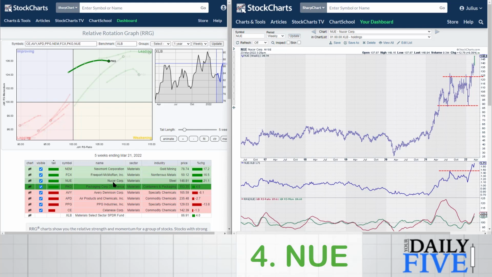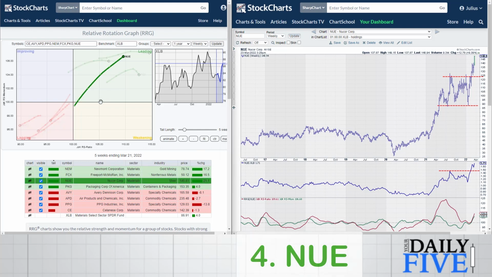Nucor Corp. A very interesting tail, very long tail, very strong tail, and a very nice breakout, very strong relative strength. And it looks pretty strong here, but I decided not to include it as a pick because I think that this one has moved a little bit too far ahead, so the risk is increasing. I'd like to pick them up just after the break.